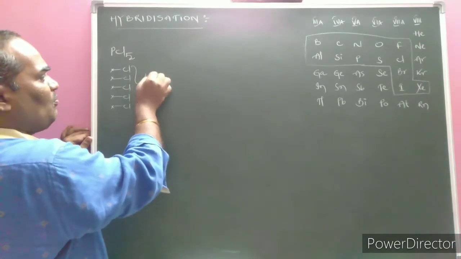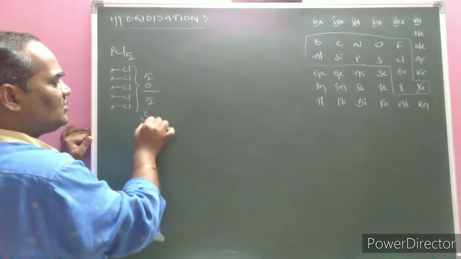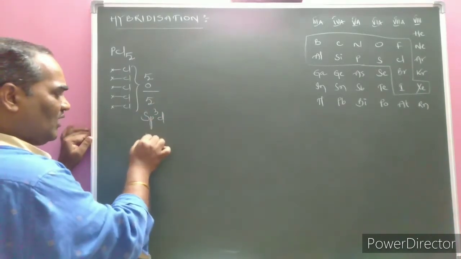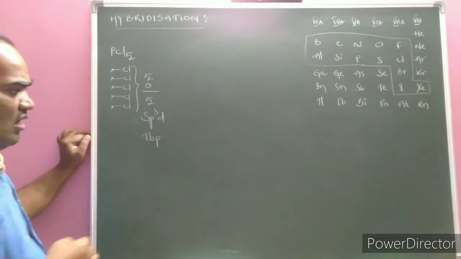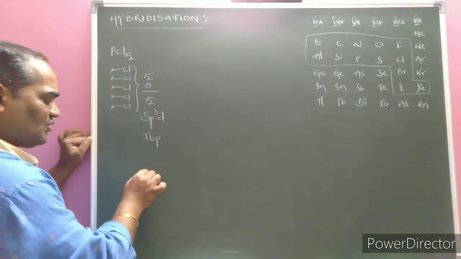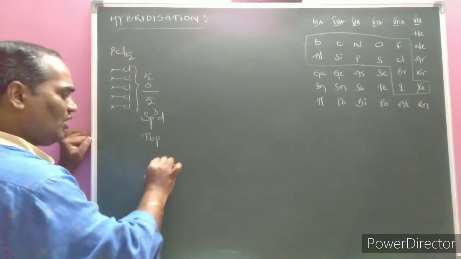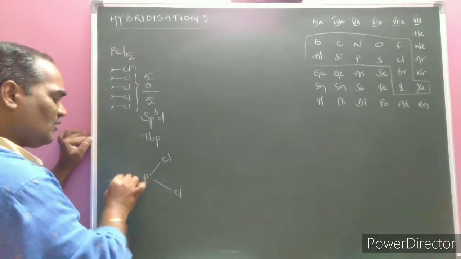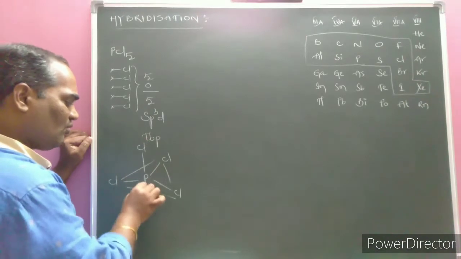Now 5 plus 0 is equal to 5. Then the hybridization is called sp3d hybridization. We know well the structure is trigonal bipyramidal. Under this trigonal bipyramidal structure, the phosphorus is the central atom. 3 chlorine atoms are directed in a plane, this we call trigonal, and one is up, another one is down.